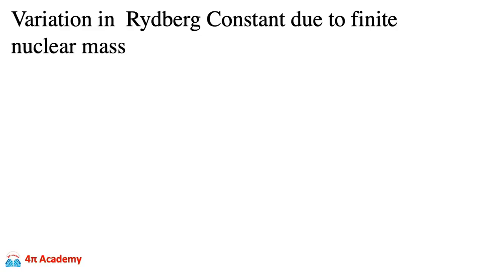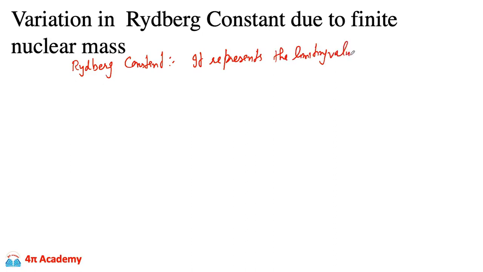So our first topic of today's lecture is the variation in Rydberg constant due to finite nuclear mass. First of all, I would like to explain what the Rydberg constant is. The Rydberg constant represents the limiting value of the highest wave number. We all know that wave number is inversely proportional to wavelength, so you can say it corresponds to the shortest wavelength.